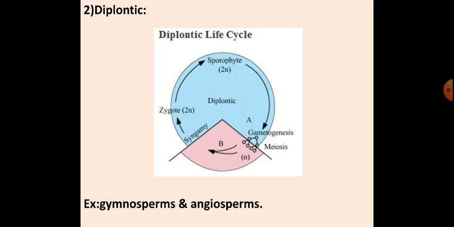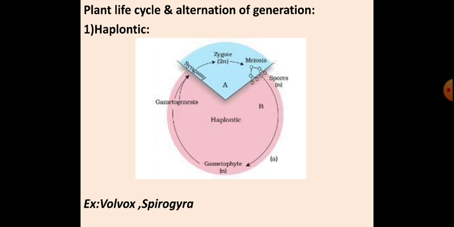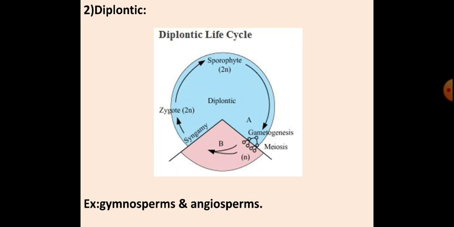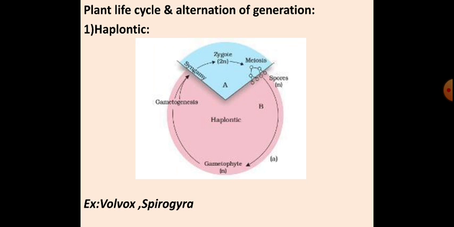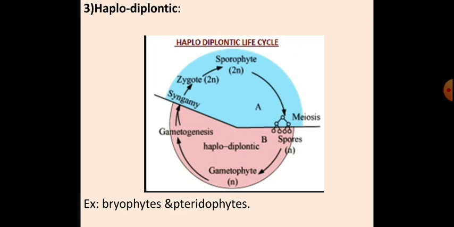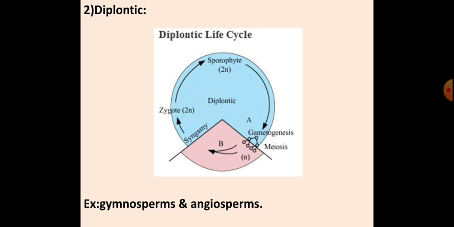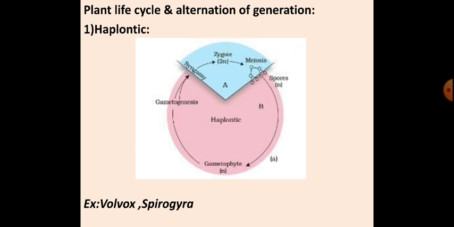See, these three are very important and the diagrams are also very important. These three diagrams you have to draw in your notebook. They will come as a 2-mark question, either distinguish between haplontic, diplontic, haplodiplontic, or any one of them can be asked. You have to explain with the help of a diagram. There are 3 types: haplontic, diplontic and haplodiplontic. First, the haplontic life cycle.